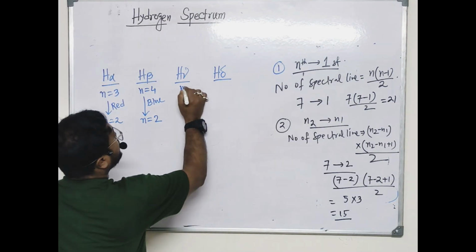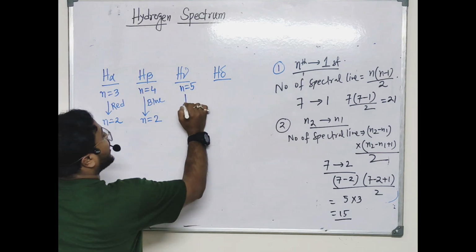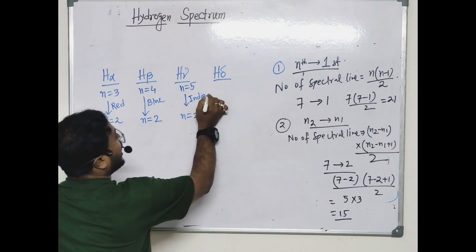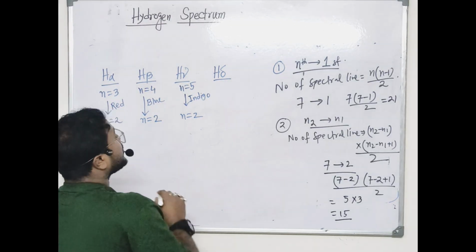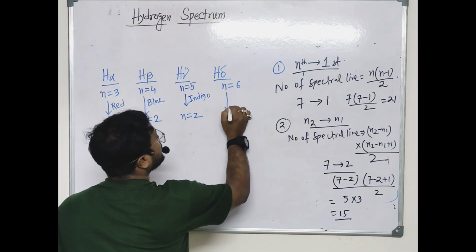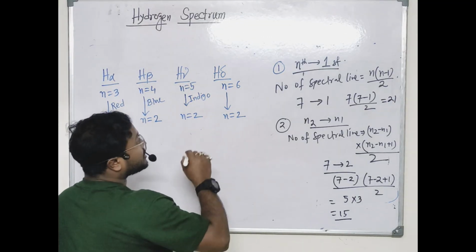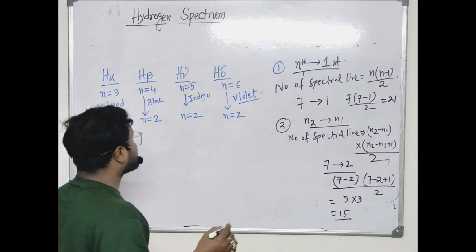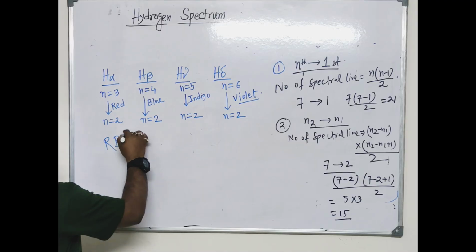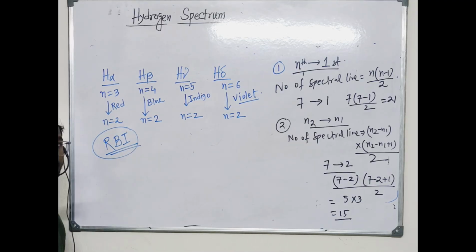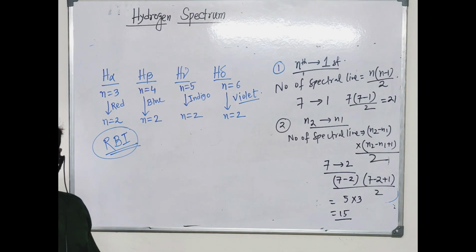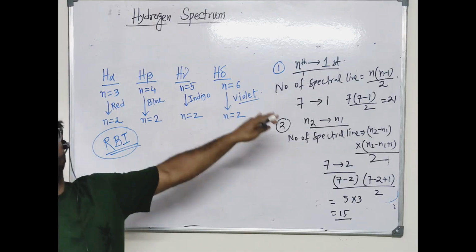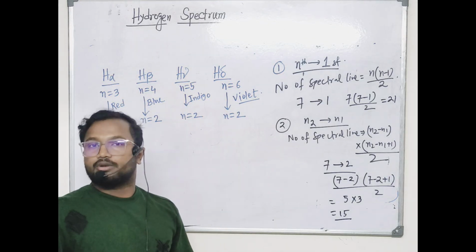Next is n equal to 5 to n equal to 2. This line is named as indigo line. Next is H delta, so jumping from n equal to 6 to n equal to 2. This line is named as violet line. How to remember this? Just remember RBI. You know, RBI, Reserve Bank of India, like that we consider RBI: red, blue, indigo. If you remember these three, it is easy to remember. So H alpha, H beta, H gamma, H delta, these are the four lines in case of hydrogen spectrum.